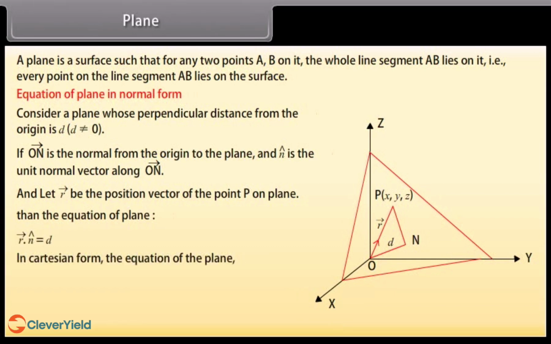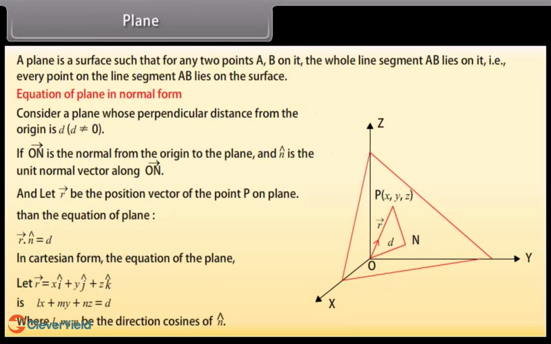In Cartesian form, the equation of the plane, let vector r equals x cap i plus y cap j plus z cap k, is lx plus my plus nz equals d, where l, m, n are the direction cosines of cap n.